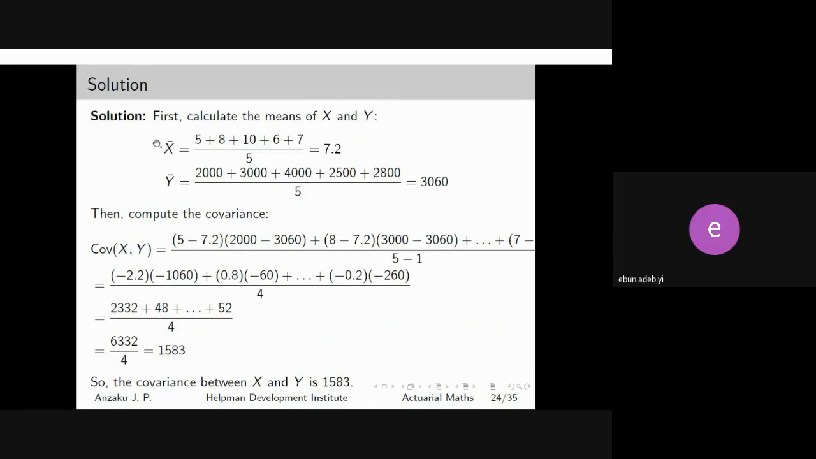Remind me why one is always taken away. Because it's a sample; we're looking at the sample. One is always taken away for a sample, because of degrees of freedom. But if we are dealing with the population, then we use n, we don't take away one. But when we are dealing with a sample, then we subtract one from the number of observations.